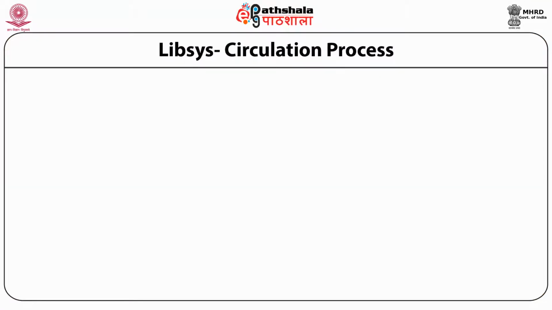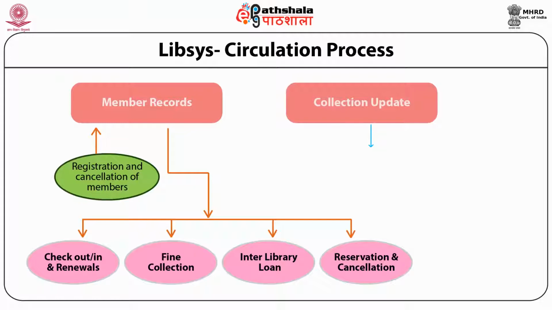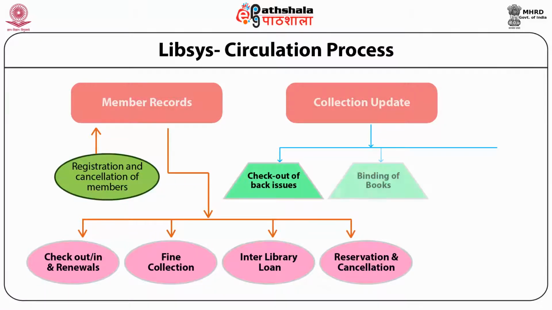Circulation process has two processes. The first is the member records, which is used to set up some parameters regarding the members, their checkouts, member category, subject of SDI, reasons for cancellation of membership, or declaring a member delinquent, etc. The second is the collection update, which provides the checkout of back issues, binding of books, and status updates of titles.